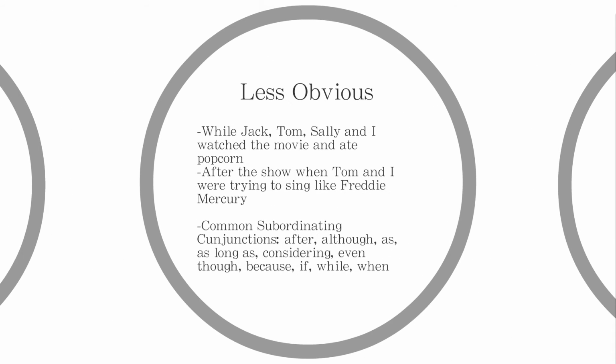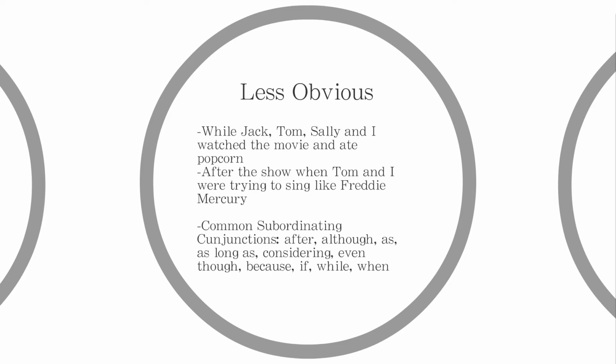move on. A clause is something that has a character and an action, but it doesn't necessarily express a complete thought. Look at this clause. "While Jack, Tom, Sally, and I watched the movie and ate popcorn." We have a character and an action, but the clause begins with what's called a subordinating conjunction, which is just a fancy way of saying that it starts with a word that prevents this clause from being a sentence. After reviewing the two examples here, try to write your own clause that begins with a subordinating conjunction. I've listed a few here, but there are lots more.